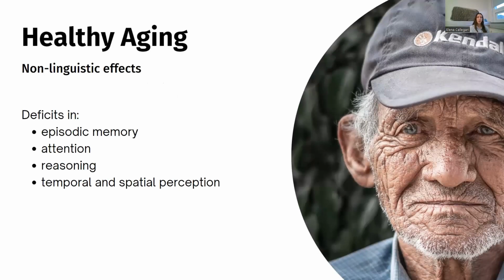So we've talked about language effects, and it's also interesting to briefly look at non-linguistic effects, because some of these non-linguistic effects have an effect on language. In healthy aging, so in non-pathological aging, you do get a number of deficits with respect to younger ages, and these deficits are generally in episodic memory, attention, reasoning, and temporal and spatial perception.